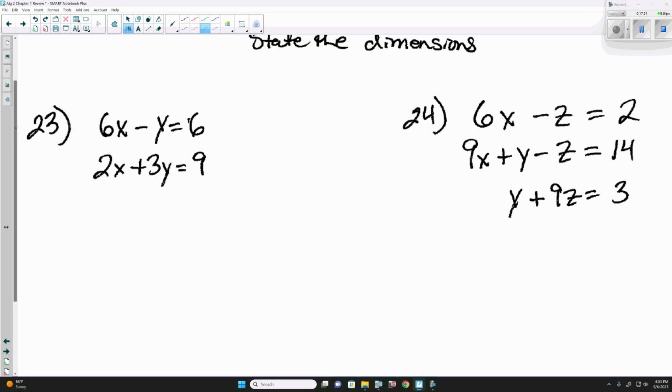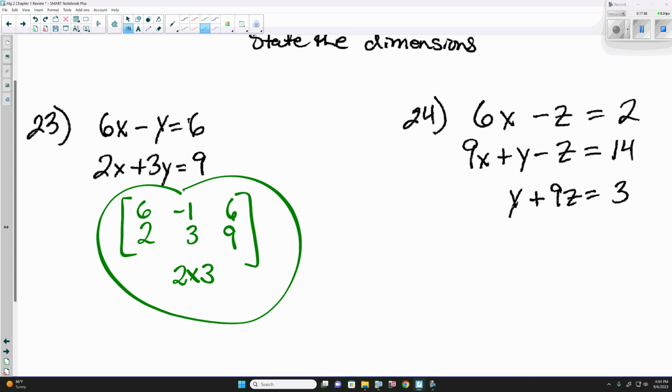23. We do have 2 equations. They are written in the correct order, so we can go on and write the matrix. So we have 6, negative 1, 6. Our next one would be 2, 3, 9, and this here would be a 2 by 3. And our last one.